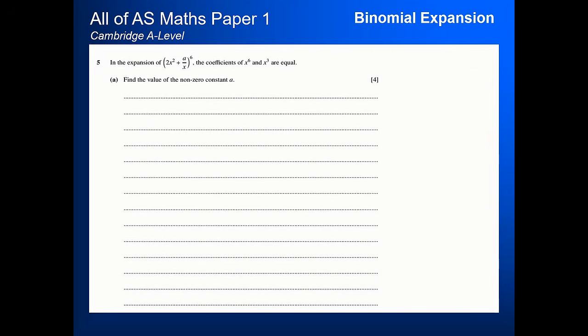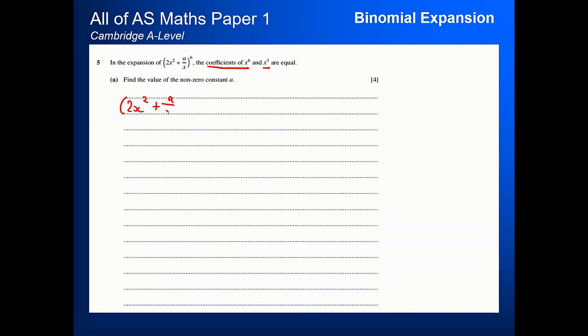Now let's look at a slightly trickier question. Question 5: in the expansion of (2x squared plus a over x) to the power of 6, the coefficients, the number in front of the x^6 and the x^3, are equal, and we need to find the value of the non-zero constant a. We can't assume a to be 0, otherwise life would be too easy. The first thing I'm going to do is start writing out my expansion, and let's see when we get our x^6 term and x^3 term.